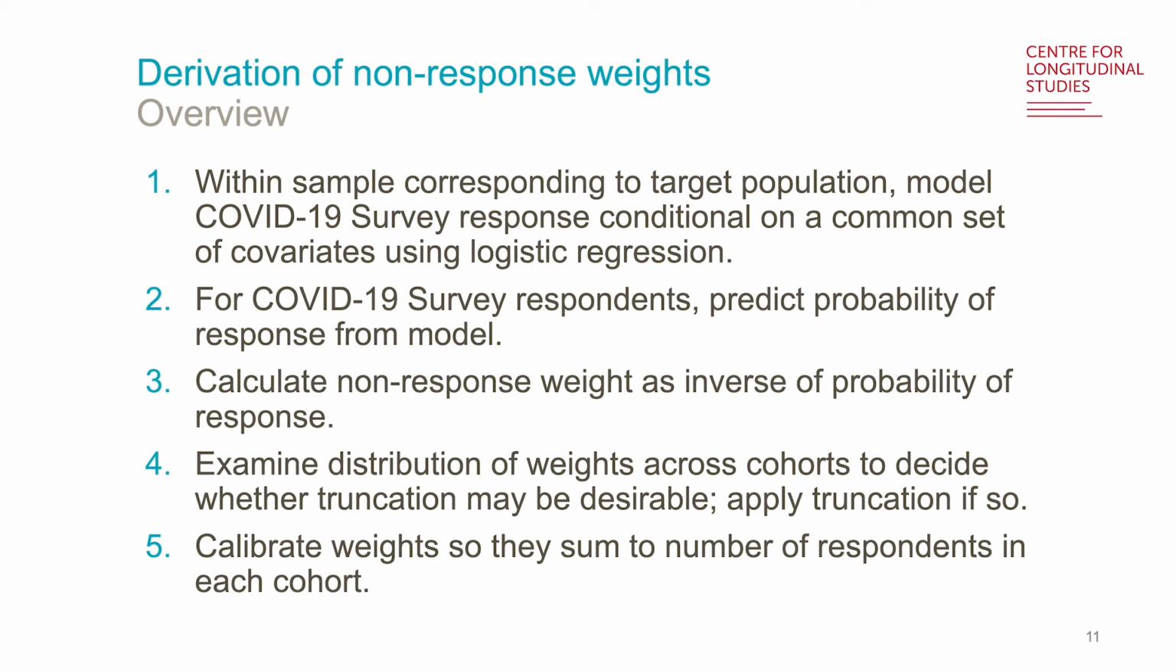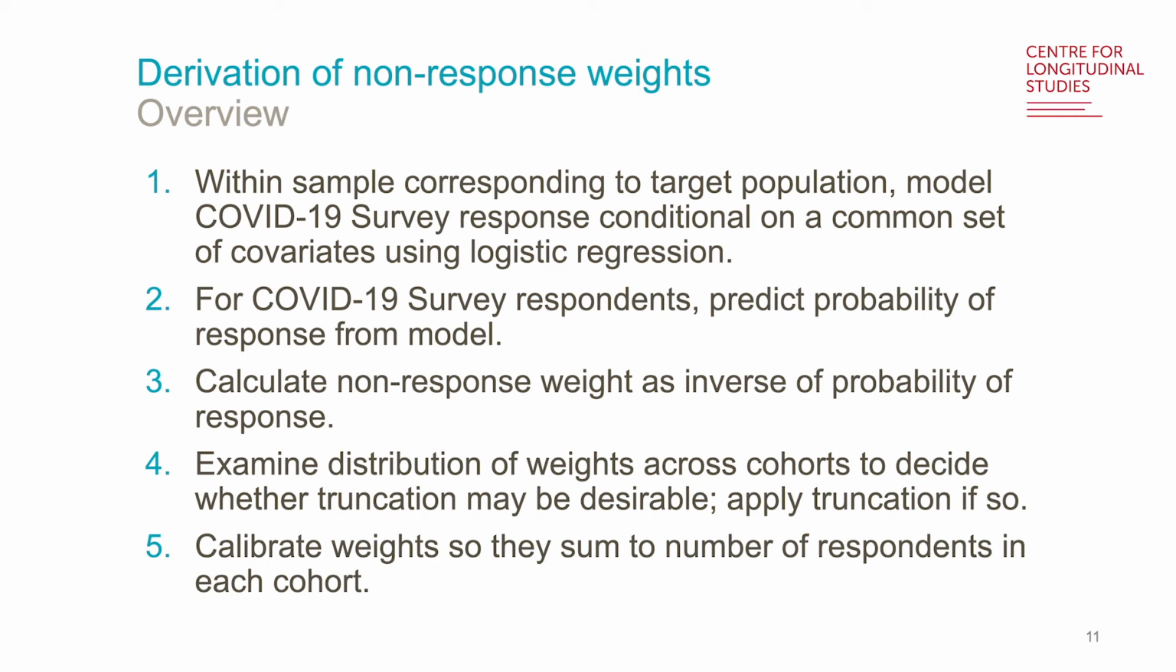So in deriving the non-response weights, we did so separately in each cohort, but using a common approach set out here in 5 steps. So in the first step, that I'm going to come back to over the next couple of slides in some more detail, we looked at the sample corresponding to the target population, and within this sample we modeled COVID-19 survey response, so that's just a binary variable for response versus non-response, conditional on a common set of covariates, here just using logistic regression.